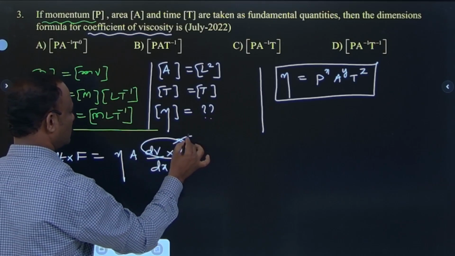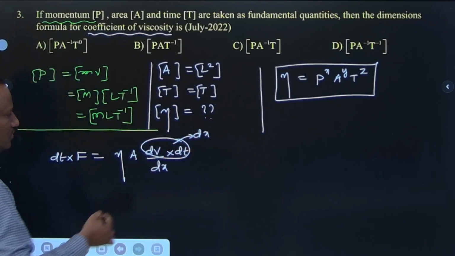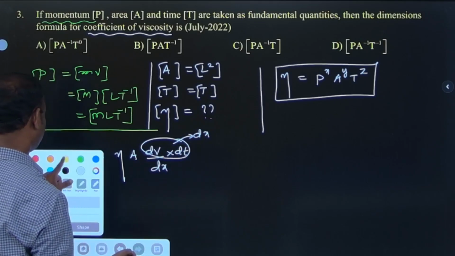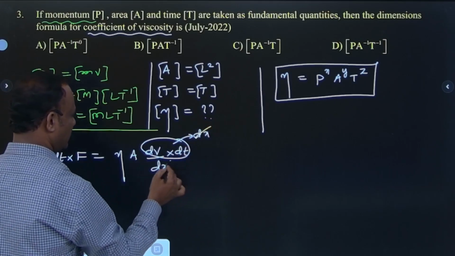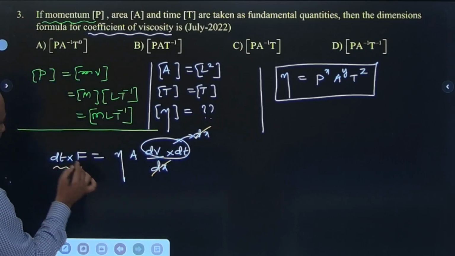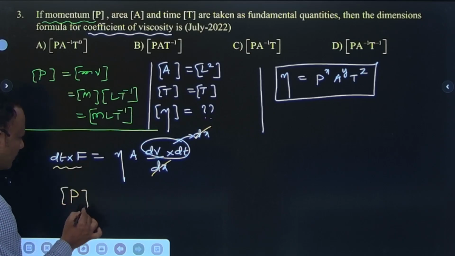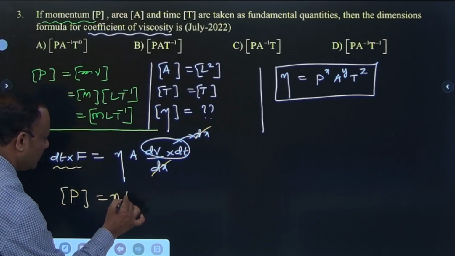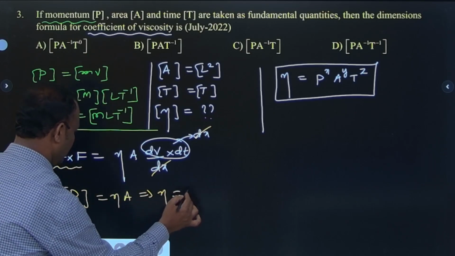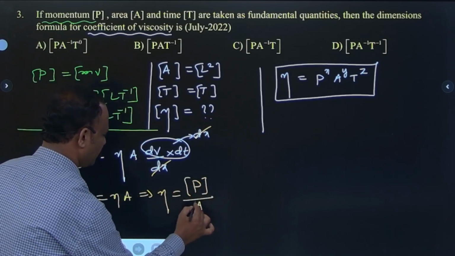So what is this? This gives the distance traveled. Distance traveled is equal to velocity into time. So dx and dx are cancelled. Then what you got? F into dt is impulse. Impulse produces momentum, which is equal to eta into A. Then eta is equal to the dimensional formula of P divided by the dimensional formula of A.